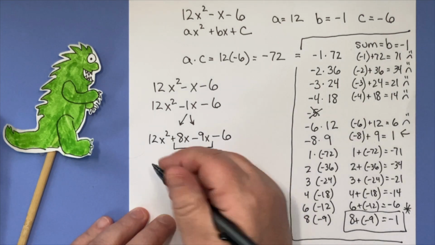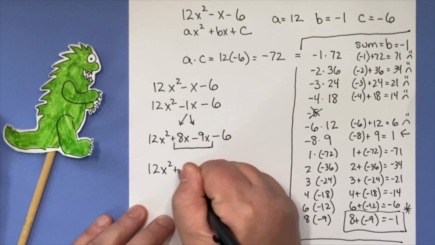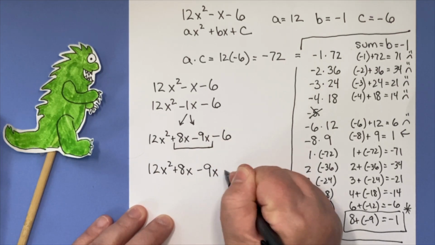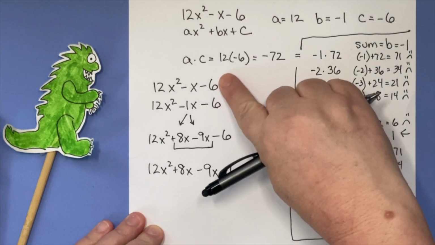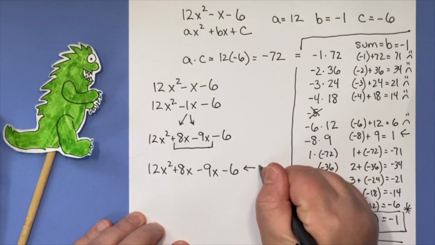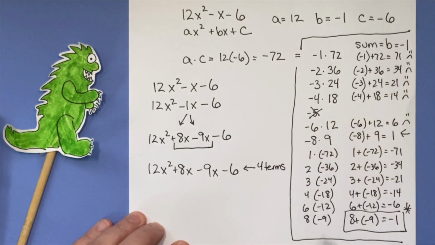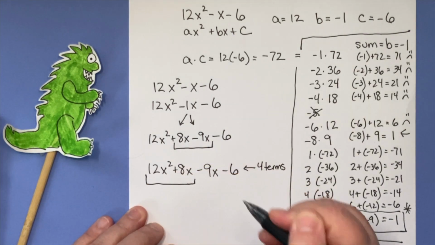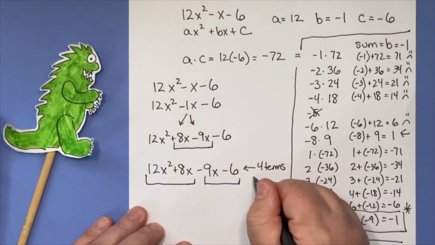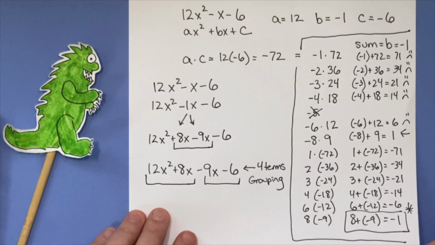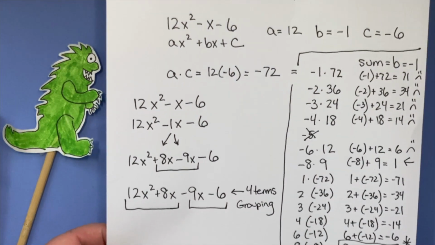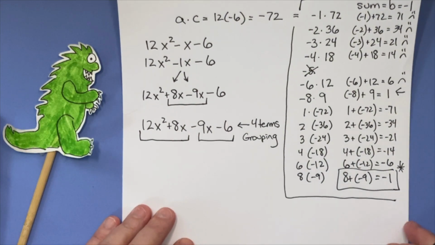Now, having done that, I have something called grouping. I have 4 terms now, right? I had a trinomial, now there are 4 terms. And that's important. What we're going to do is something called grouping. Group the first 2 terms and the second 2 terms. And then if you've ever had a really big job you had to do and you broke it up into smaller pieces to make it easier, that's exactly what we're going for here.